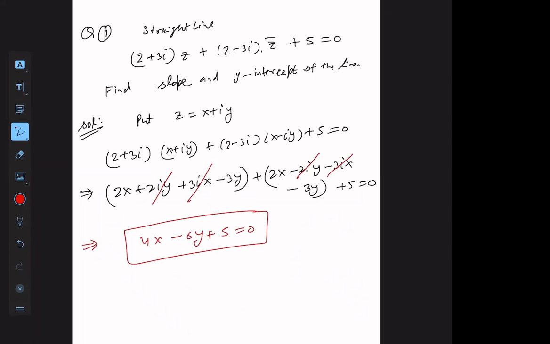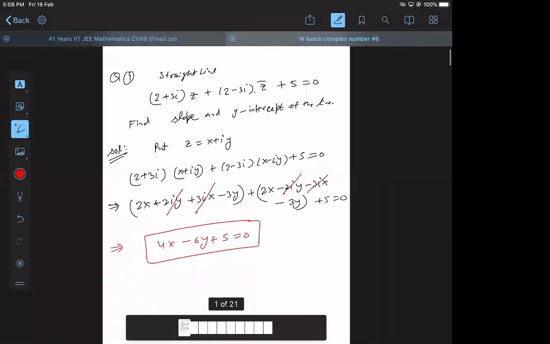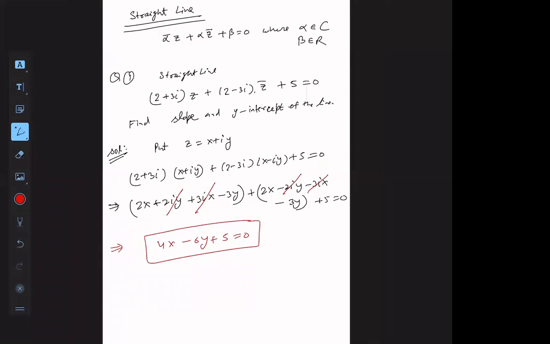So no need to remember any result. You just have to remember the process, how I am going to solve such type of problem. Then what is the slope? Slope is minus a by b, so the slope is 2 by 3. What is the y-intercept? If you put x equal to 0, then minus 6y plus 5 equal to 0, that is y is 5 by 6. So this is the y-intercept.